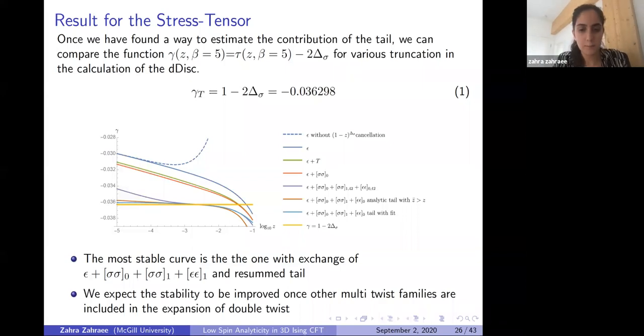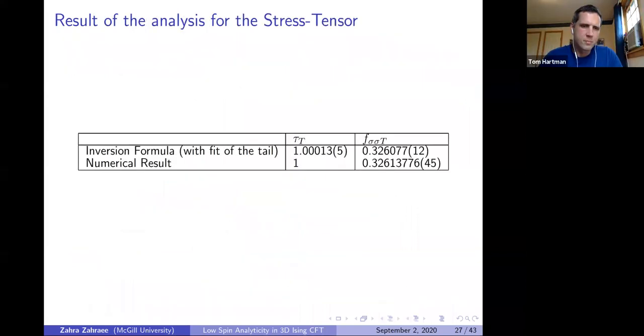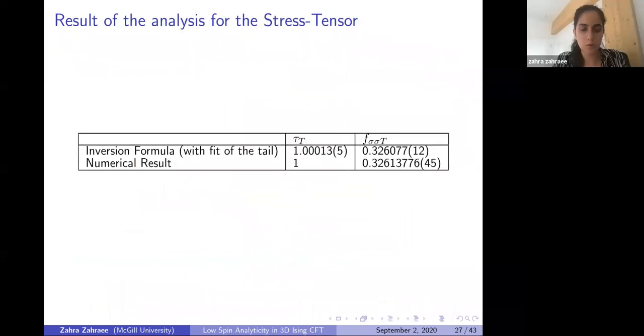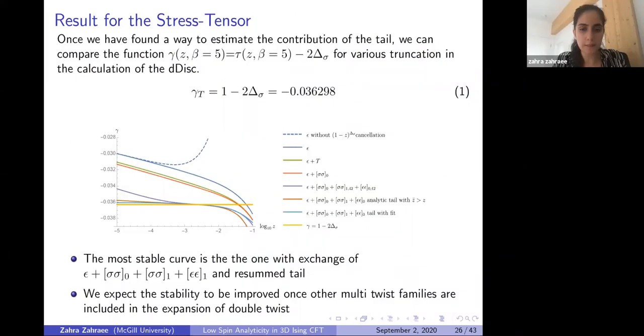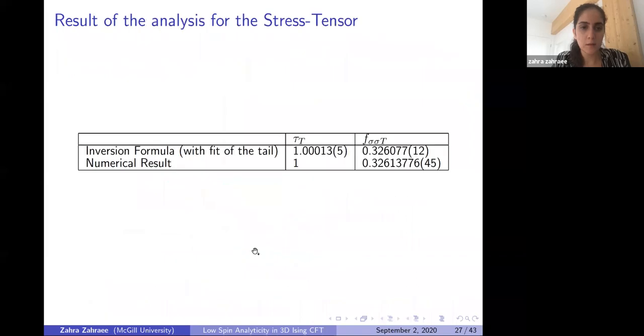Okay. So the result of the analysis is as follows. If you look at the two best curves that we get, the result we get from the inversion formula gives the twist of the stress tensor with 10 to the minus 4 level accuracy. And the same for the OPE coefficient. For the OPE coefficient, we can again do the same analysis once we extract the tau beta.